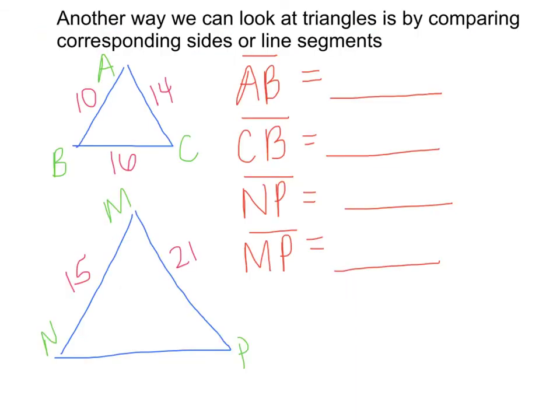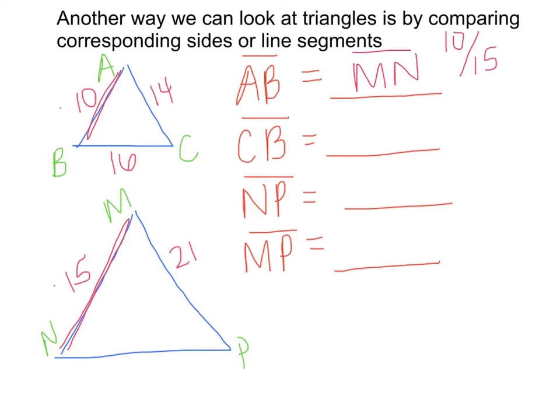Another way is we can just look at line segments. So if we look at the first one, we have AB, which is right here. And we're going to say AB is corresponding to what other line segment? And that is going to be MN. So we would write MN. So that ratio is going to be 10 to 15, because there's a 10 here and a 15 here.